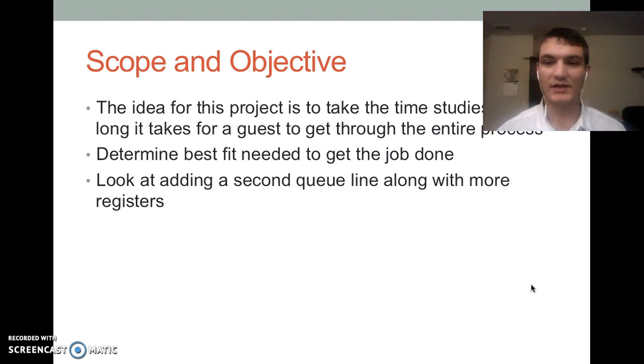So the scope and objective. The idea for this project is to take the time studies on how long it takes for a guest to get through the entire process, find the best fit needed to get the job done, and then look at adding a second queue line along with more registers. The way the line works is you go through the queue line, you pay for your food and or drink, and if you get a drink, you first go to the drink station, and then if you get food as well, you go to the food station. Or if you don't get a drink, then you can just go around the drink station and get the food.